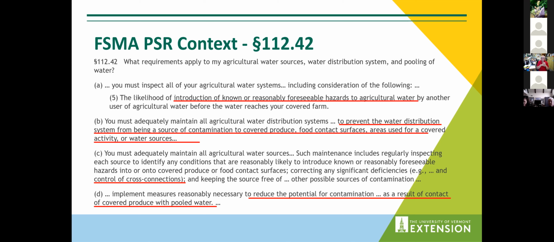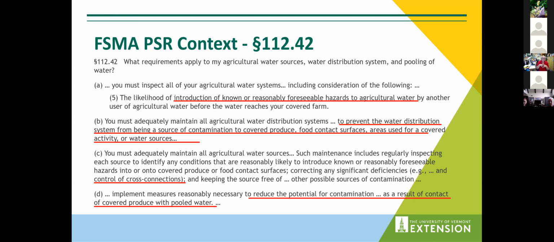B, you must adequately maintain a water distribution system to prevent the water distribution system being a source of contamination. And this includes on your food contact surfaces. So that's where the annual inspection comes in under the rule. Knowing what your sources are, knowing where the water is going, knowing potential sources of where that water could be contaminated.